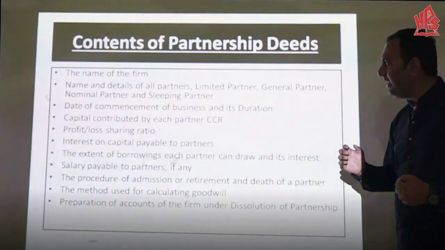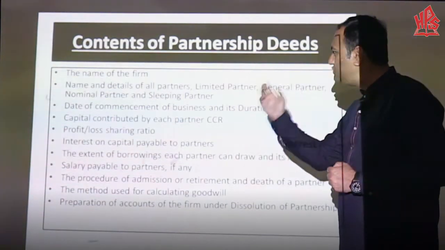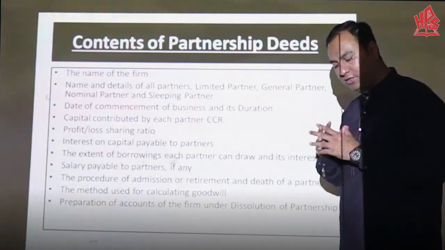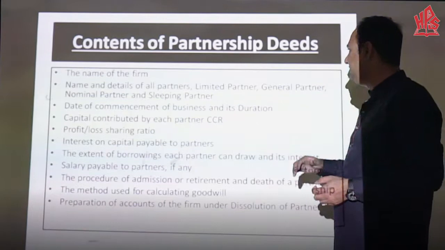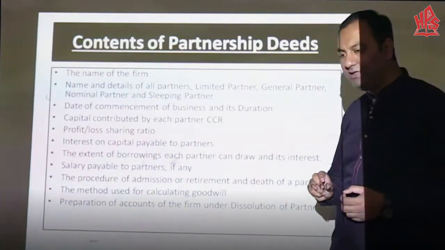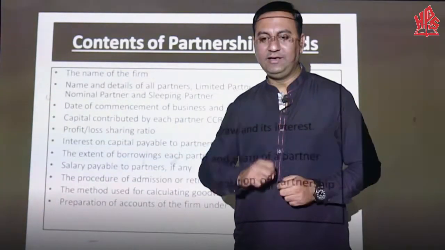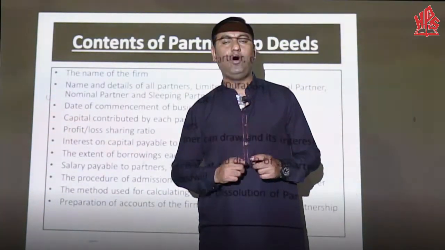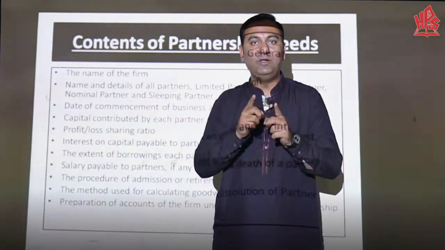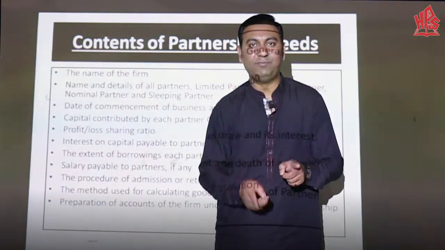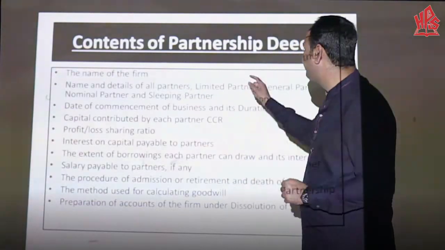Number 2, the name and details of all partners: limited partners, journal partners, nominal partners and sleeping partners. You must categorize the partners. Limited partner means the partner's liability is limited in a business. Suppose the company makes a loss of $100 for each partner, then the partner is responsible only for the share invested in the company, not more than the share invested. This is what a limited partner is.